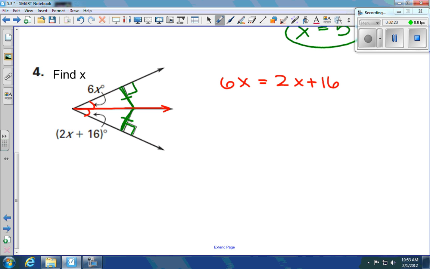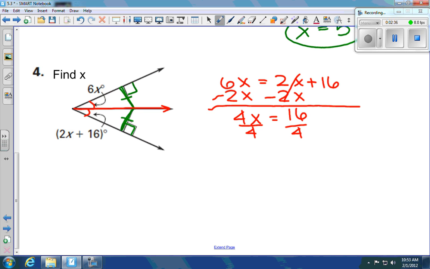Okay, first thing I need to do is subtract the 2x. So I have 4x left over on this side. These 2x canceled out, equals 16. My last step is to divide by the 4. So x is equal to 4.